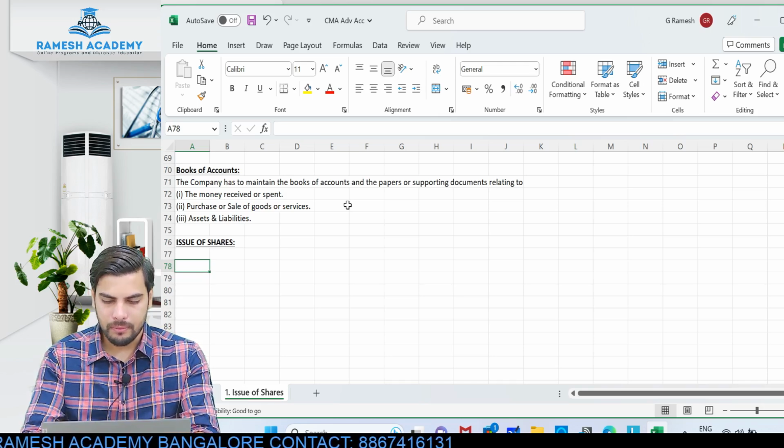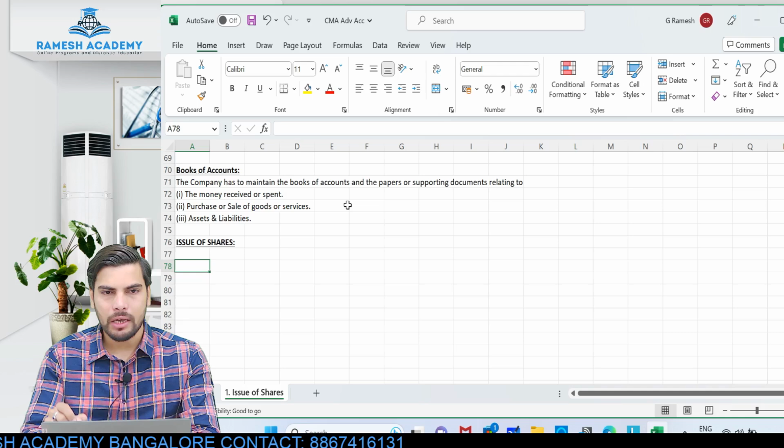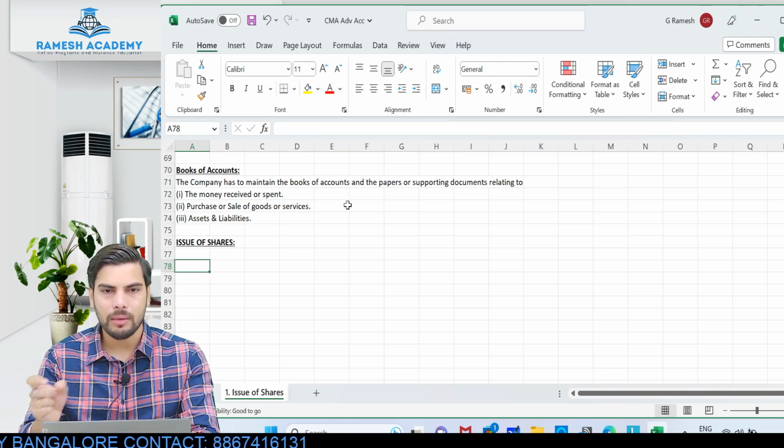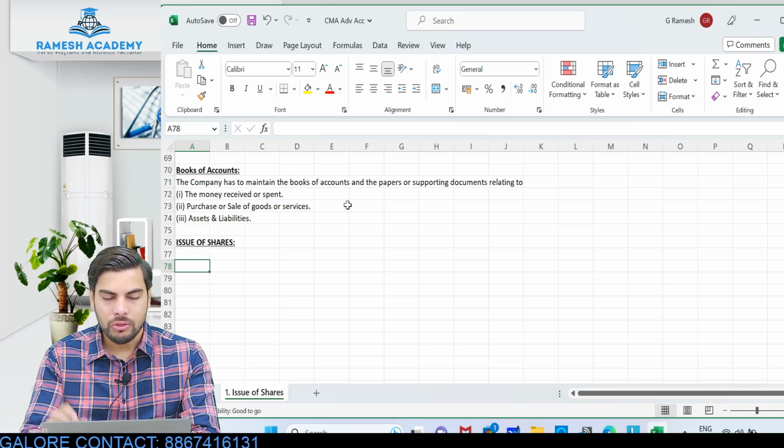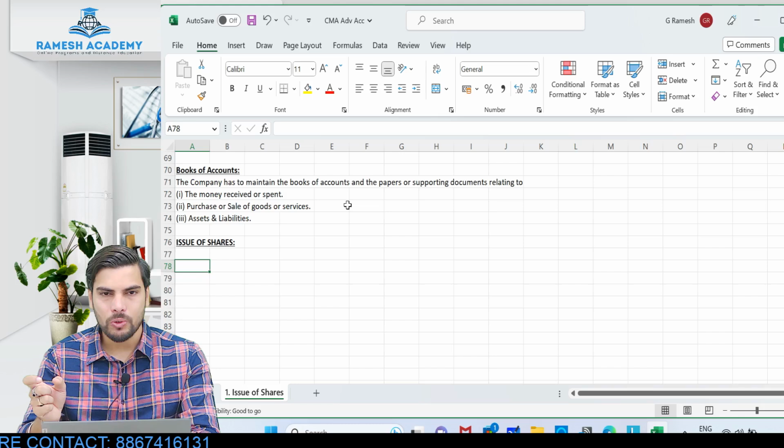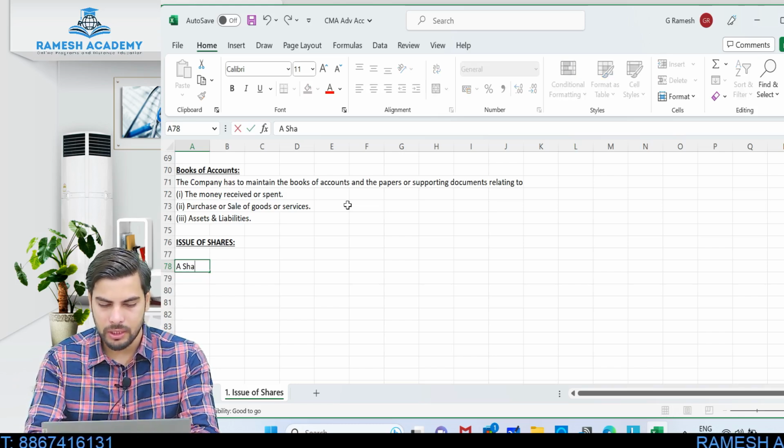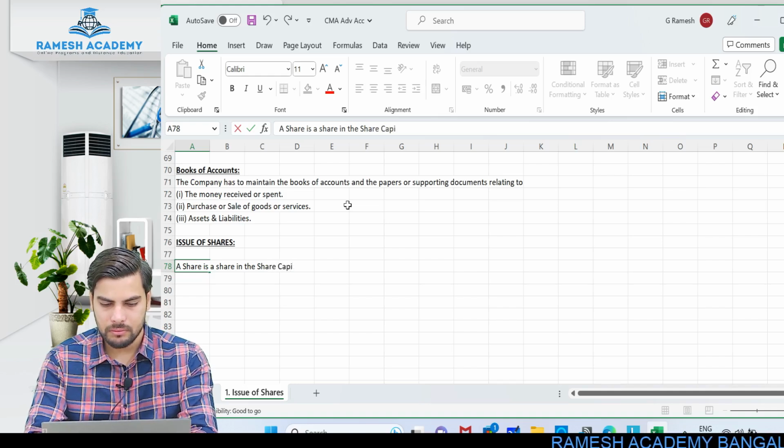Clear? Okay. Now what is the share? Now you understood what share capital is, right? This is nothing but the owner's capital when it comes to a company. Now what is the share? Basically the definition of share goes like this: a share is a share in the share capital of the company.